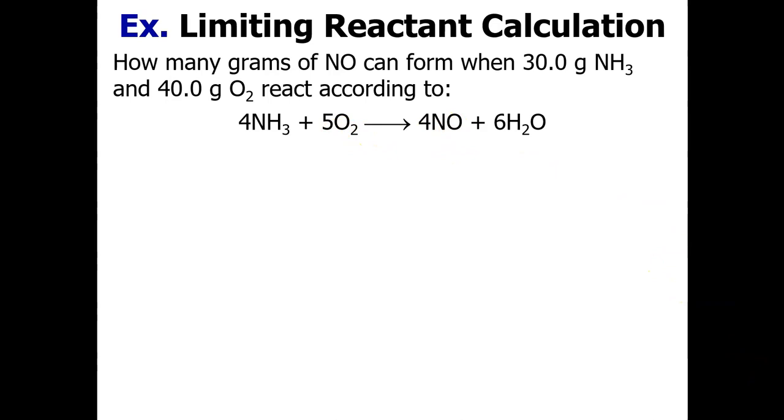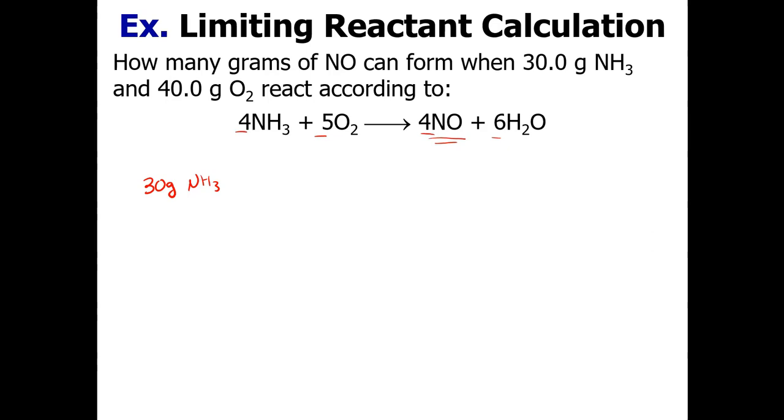So let's put together our tools. So what do we have? I want to start with the 30 grams of NH3. And I can now understand how many grams of NO can form when we have 30 grams of NH3 and 40 grams of O2. So I want to figure out the grams of NO. And I can do a stoichiometric equivalence with the coefficients that we have here.